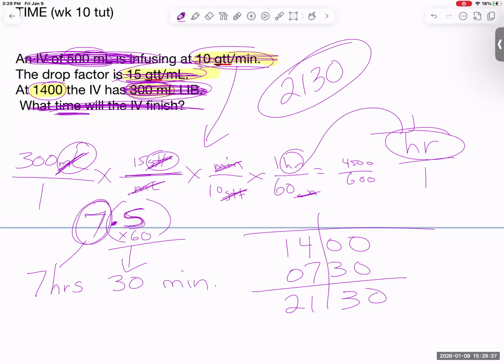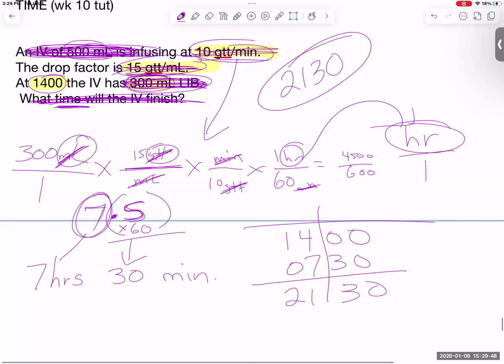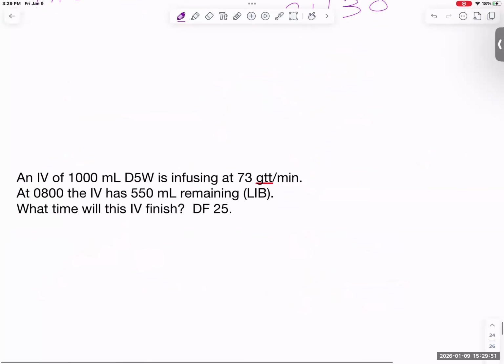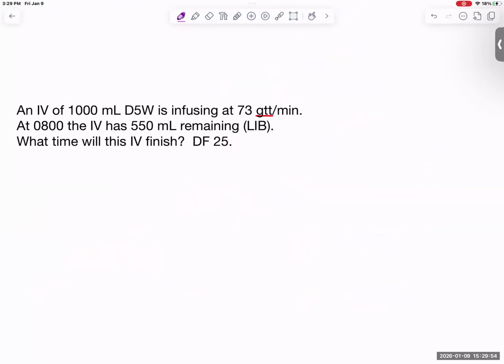So people hate these. I actually like these kind of questions, but there I am, the nerd that likes it. All right. So remember, I always said don't round until the end. So I want to do this one with you as well. An IV of 1,000 milliliters of D5W sugar water is infusing at 73 drops a minute. At 8 a.m., I walk into the room and there's only 550 milliliters left in the bag. What time will this IV finish? Drop factor 25. So where do I start?